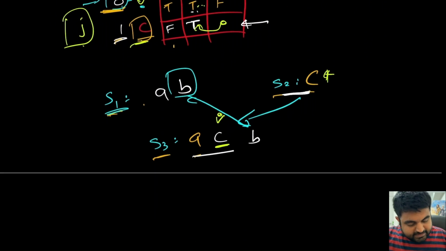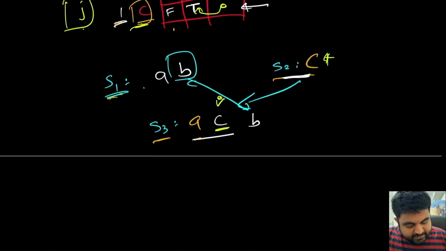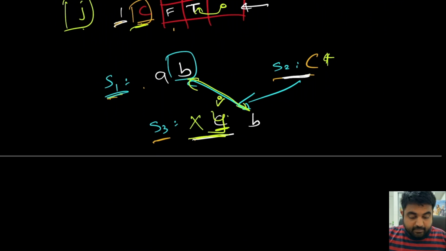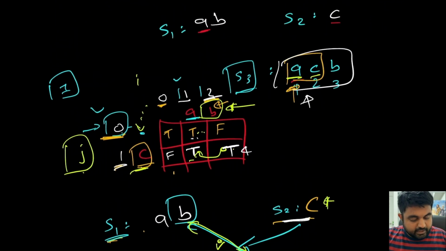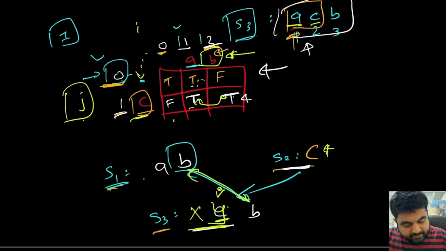Why? Because, once again repeating the same example, if this S3, instead of being ACB, was XCB or XYB, something like this, then even if this B matches, the previous values did not match, so this value must have been false. Then we would have to mark this false. But since this was not false and we found a correct match, we can also mark this as true. Now we iterated every single possibility inside this cell.